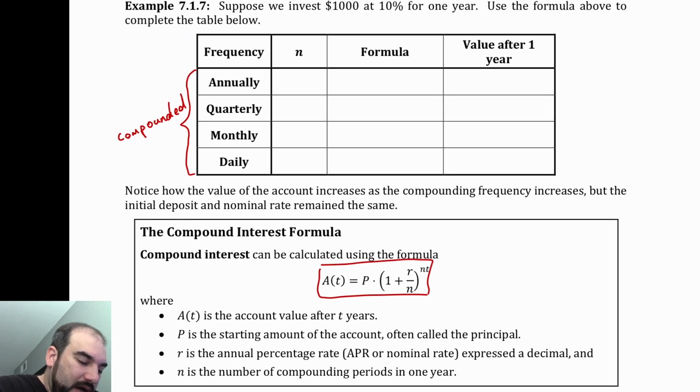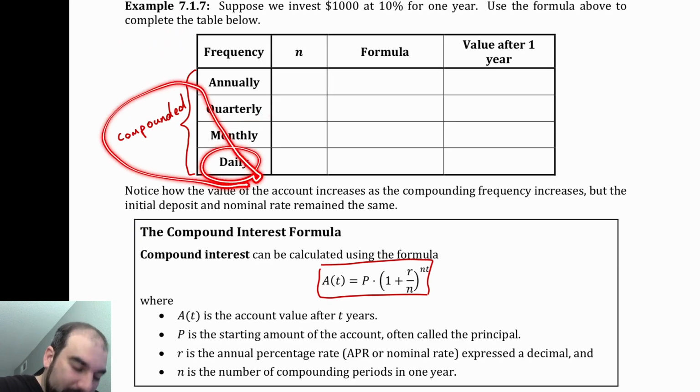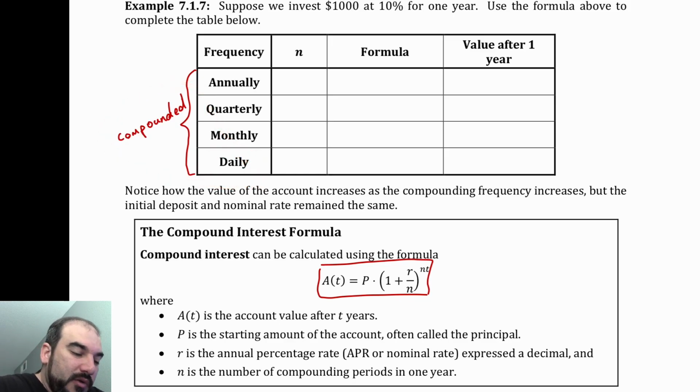So if an account is compounded daily, so compounded daily means it's going to be compounded every day, which means over the course of 1 year, that account will be compounded 365 times. Right? That's what N is. N is how many times, essentially how many days are in a year is what the N is in this formula here. It appears in a couple of places. So if it says compounded monthly, then we know that there are 12 months in a year, so it will be compounded 12 times. Right?